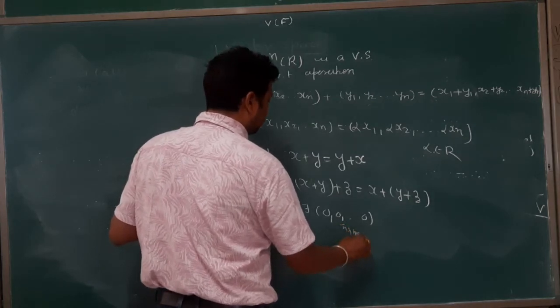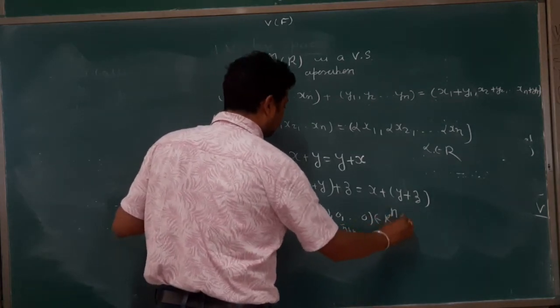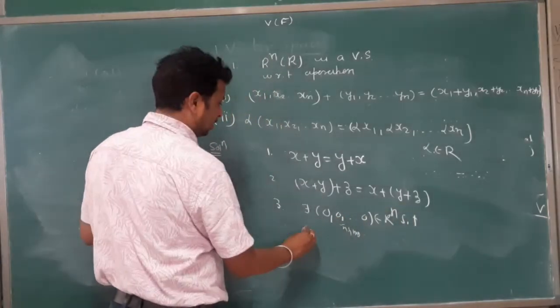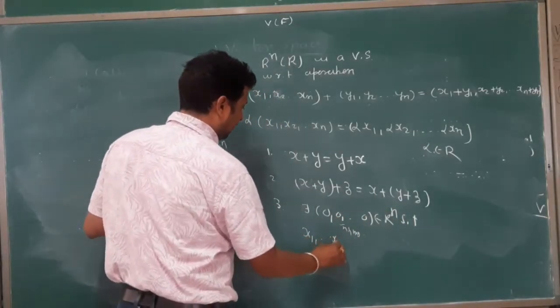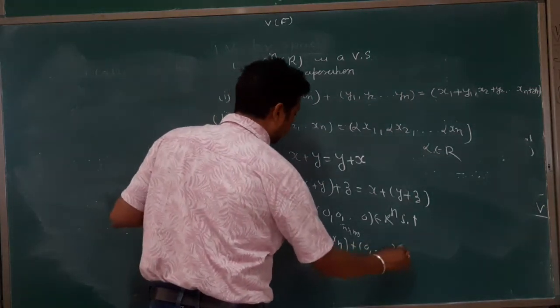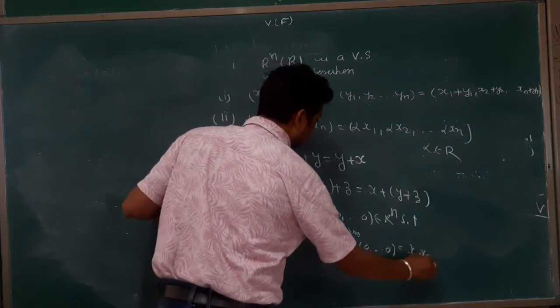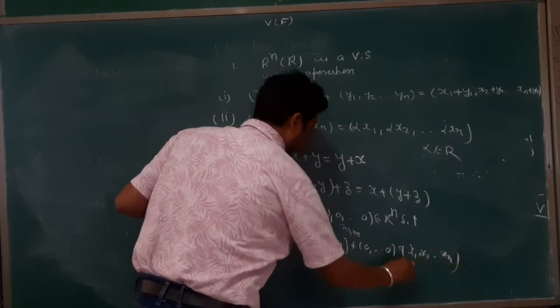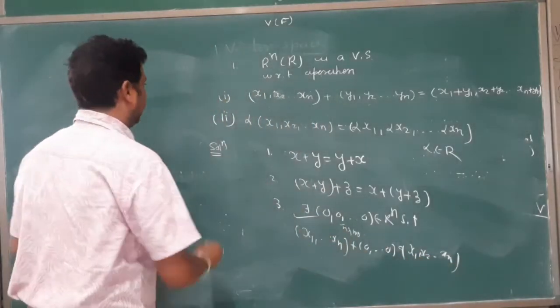0 times n belongs to Rn such that (x1, x2, ..., xn) plus (0, 0, ..., 0), n times. What is the value? (x1, x2, ..., xn) only. So this is called the identity.